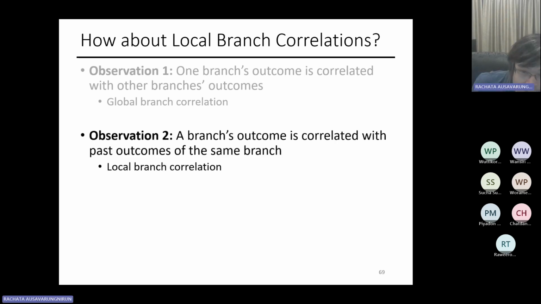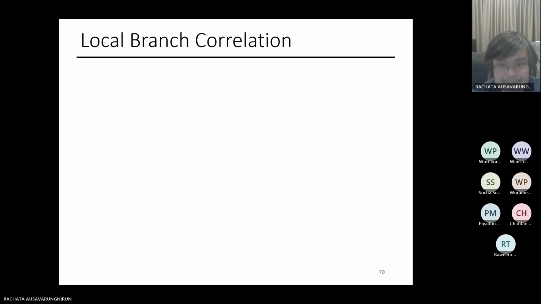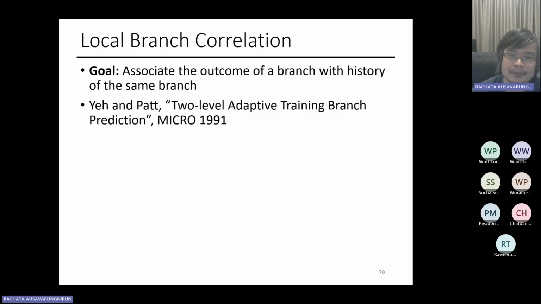The second observation is about local branch correlation. Local branch correlation is a little bit simpler than the first idea to explain. It was proposed in MICRO 1991. This paper has gained a lot of traction. This idea was actually used in CPUs around that day and age.